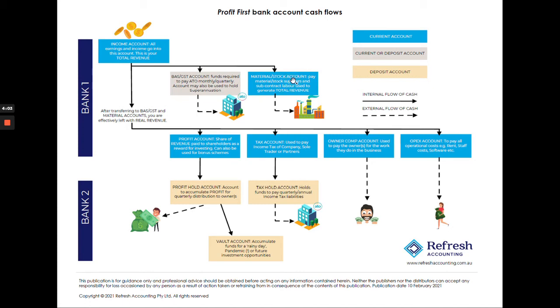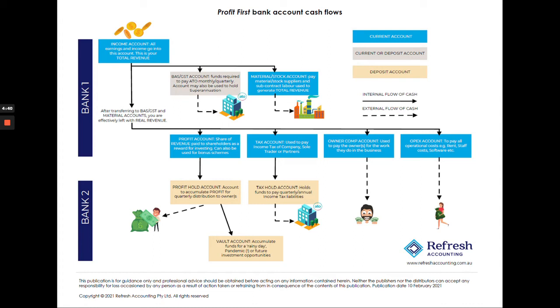Next, we have the material stock account. If you pay more than 25% of your income to suppliers of materials or subcontractors for products and services that you sell, then it is recommended that you have a separate account for these suppliers. If you don't pay more than 25%, then you will not need this account. We allocate to this account second because if we can't buy the goods or services that we resell, then we don't have a business. Once we've allocated to our VAS and material accounts, we are left with our real revenue. This is what we have to run our businesses on.